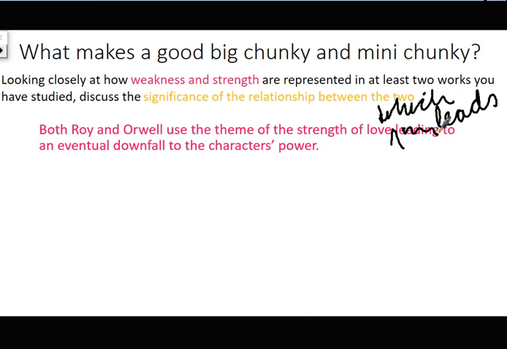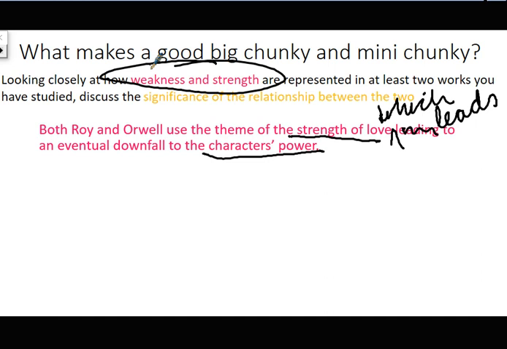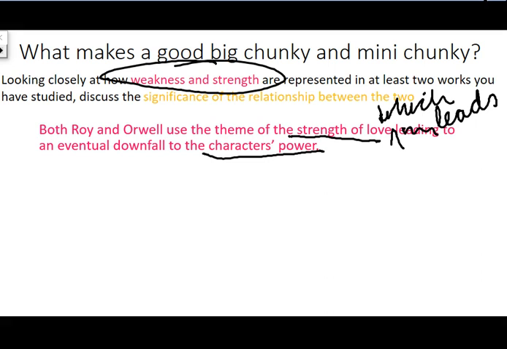And what we've done there, the reason why that is in pink, is because we have shown how weakness and strength are represented through that theme. So we've said the strength of love, but also the characters become weak as a result of that. So we've hit this part in our big chunky. But obviously we know that there's two parts to the question, and that's when our mini chunkies come in.